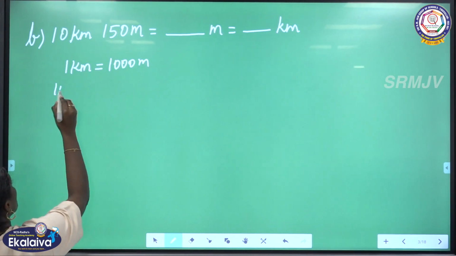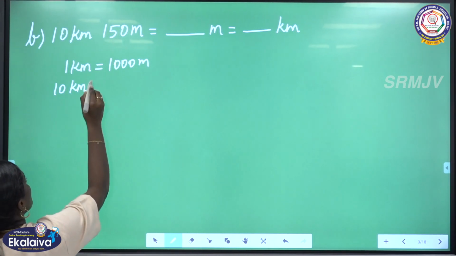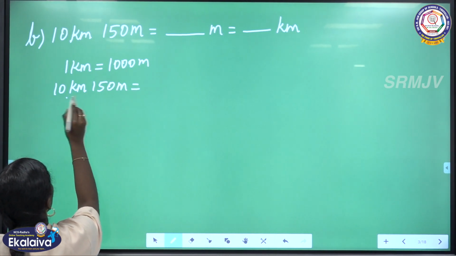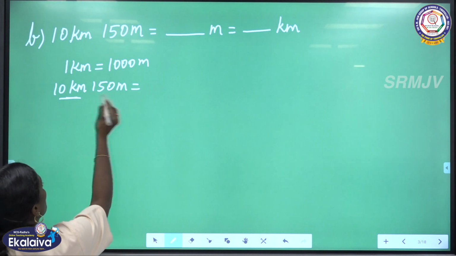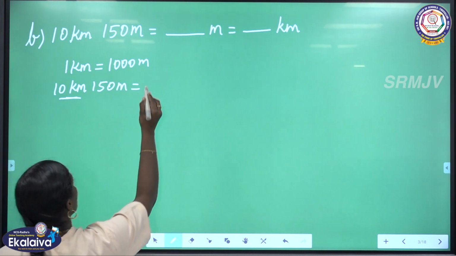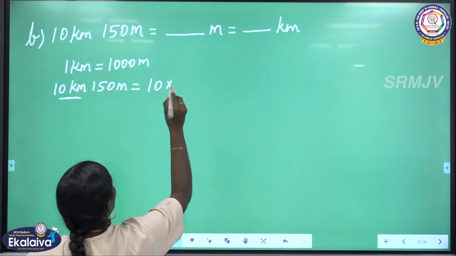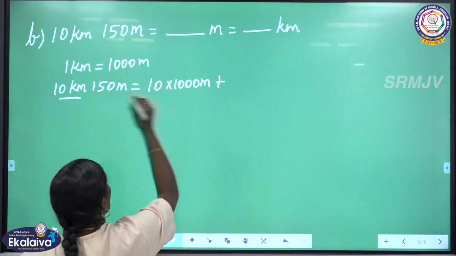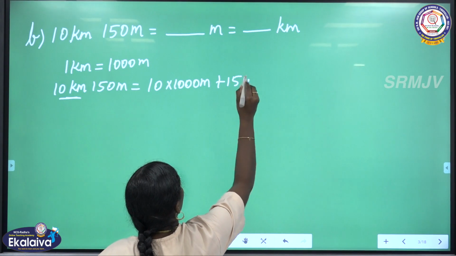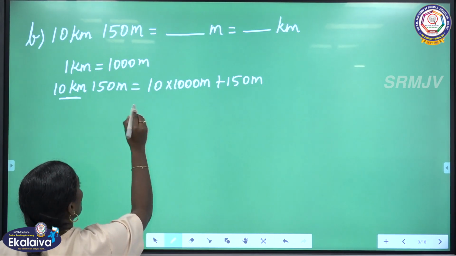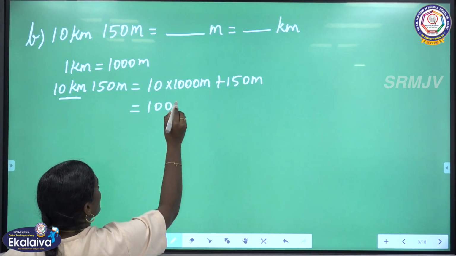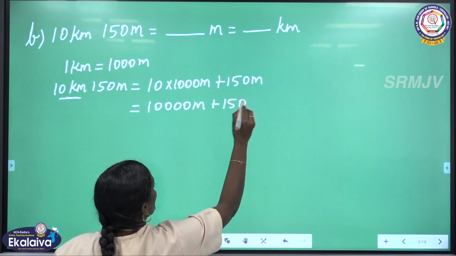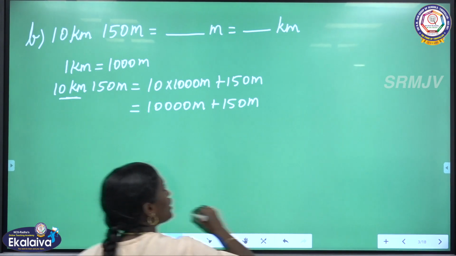Here the given measurement is 10 kilometer and 150 meter. We are going to convert 10 kilometer to meter. 150 is already in meter. So 10 into 1000 meter plus 150 meter. Here 10 into 1000 we will get 10,000 meter plus 150 meter. Now we have to add these two.